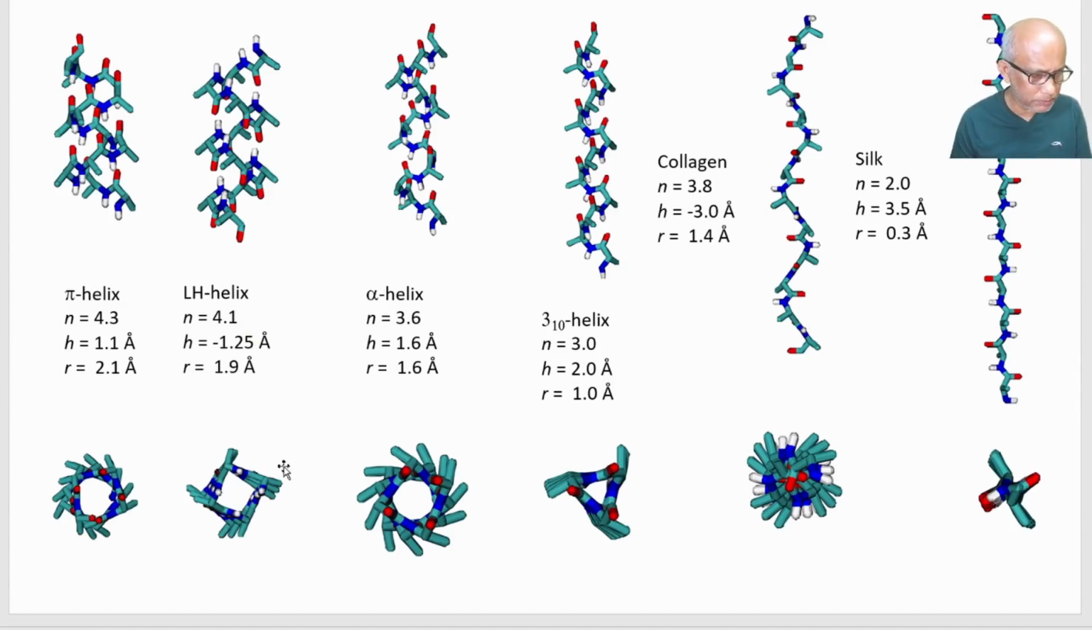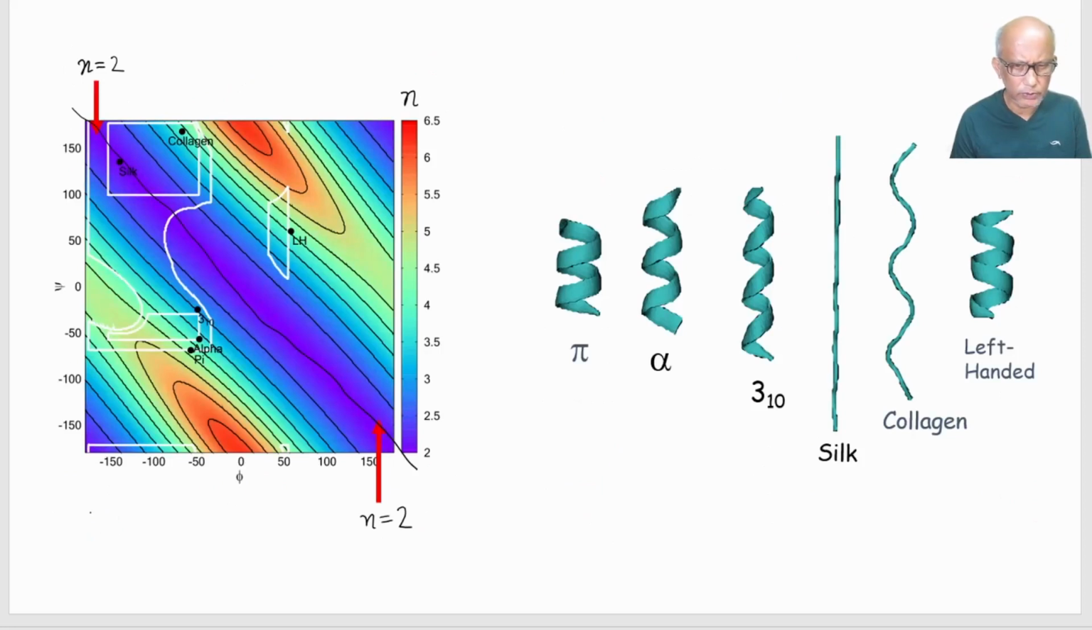Now what do I mean by that? I can see from here that if you see the pi helix in a ribbon form, when the ribbon is towards you, if we are moving from left to right, then it is a right-handed helix. If you see pi, alpha and 3-10, when the ribbon is towards you, you are moving from left to right. But in the left-handed helix, when the ribbon is towards you, you are moving from right to left. Okay, so this is the main difference. The collagen helix is also left-handed, but it's difficult to make out.